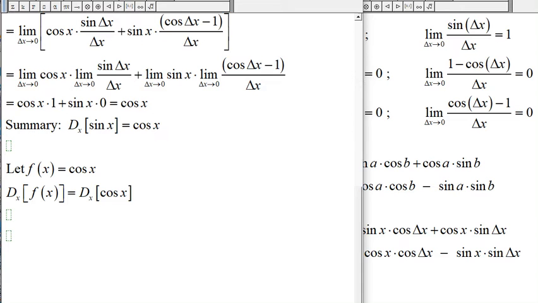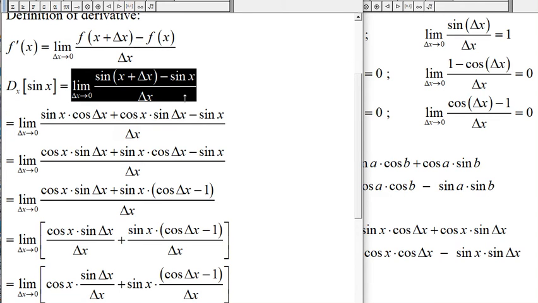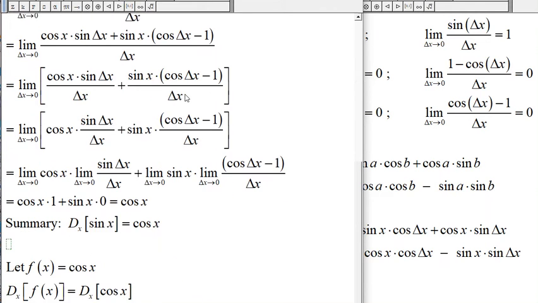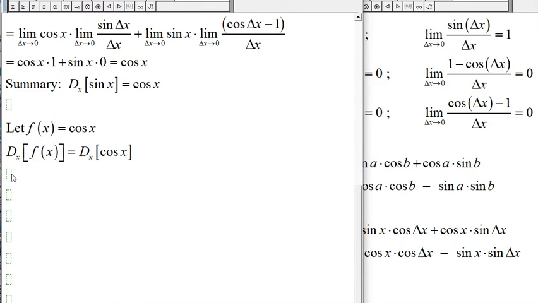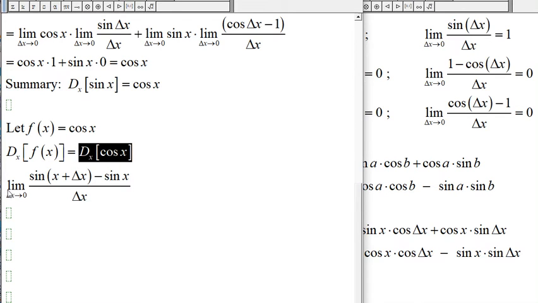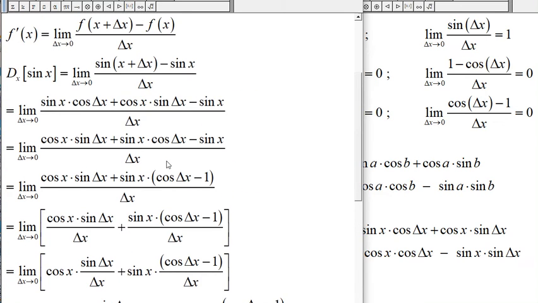So we want the derivative of cosine of x, so we're going to do similar to what we did earlier. The derivative of cosine of x is going to be cosine of x plus delta x minus cosine of x. Copy the formula right here.